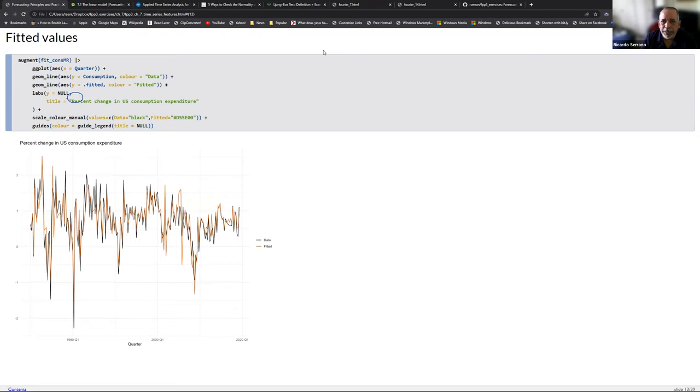Let me take this because it's kind of annoying. All right, so we have this function called augment. What augment does is give you the fitted values, which are the predictions, and also the residual values. The output of augment is going to give you the observed values, the fitted values, which are the predictions, and then the residual values, which are the difference between the observed and the fitted.